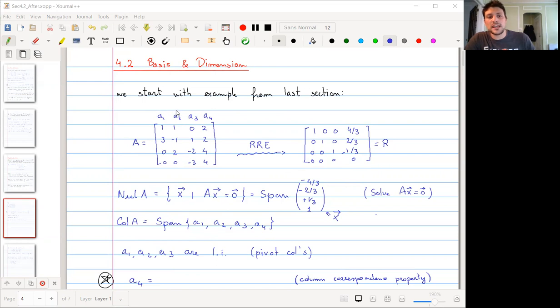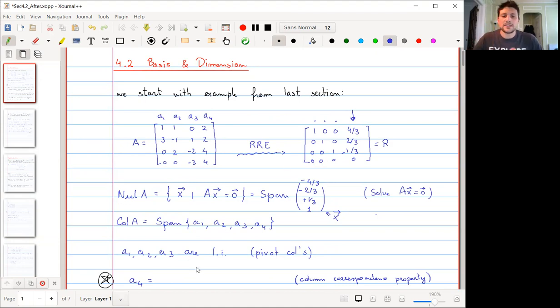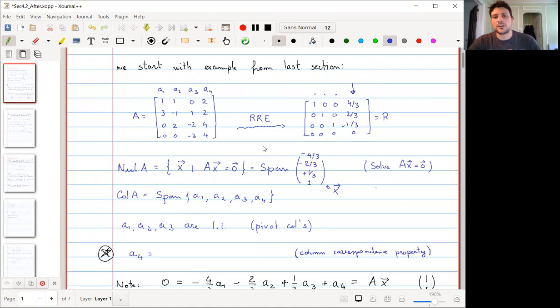Now, by looking at the reduced row echelon form and using the column correspondence property, we can infer immediately that the columns A1, A2, and A3 are linearly independent because the corresponding columns in the reduced matrix are, because they're different standard vectors. Recall, moreover, that the column correspondence property tells us how to write the non-pivot column in terms of the first 3. And that's just done using the coefficients of the column in the reduced row echelon form. So A4 will be given by 4/3 A1 plus 2/3 A2 minus 1/3 A3.